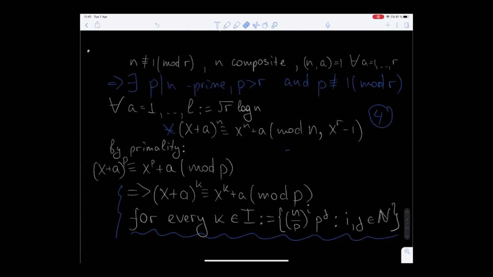So I remark here that we need modulo p and x to the r minus 1. Yeah, this is what we want. Since this property holds modulo n, it also holds modulo p and x to the r minus 1, because p is a divisor of n. This is fairly easy to check, and I'm not going to check it. I don't know if you have any questions about this part.